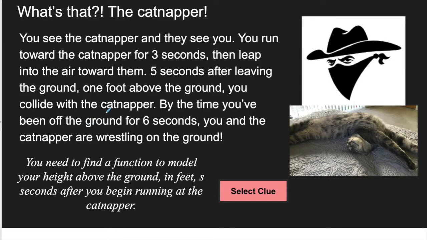Nice, we got him. So you see the catnapper and they see you. You run toward the catnapper for 3 seconds, then leap in the air towards them. 5 seconds after leaving the ground, 1 foot above the ground, you collide with the catnapper. By the time you've been off the ground for 6 seconds, you and the catnapper are wrestling on the ground. You need to find a function to model your height above the ground in feet s seconds after you begin to run at the catnapper.